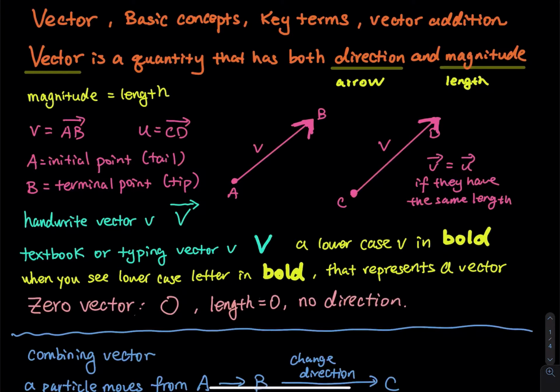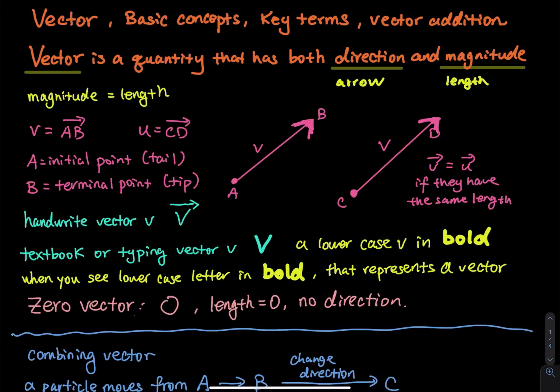Let's say we try to draw two vectors. We have a vector v. So vector v is AB, and vector u is CD. A is the initial point and B is the terminal point for vector v, and for vector u, C is the initial point and D is the terminal point. The initial point we call the tail of the vector, and the terminal point we call the tip of a vector.